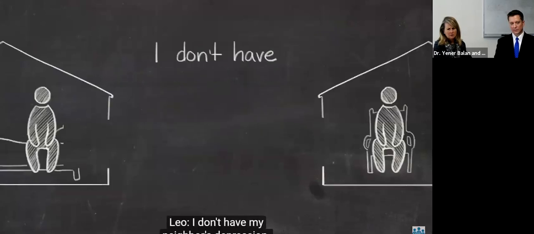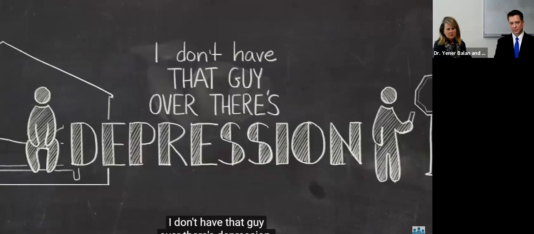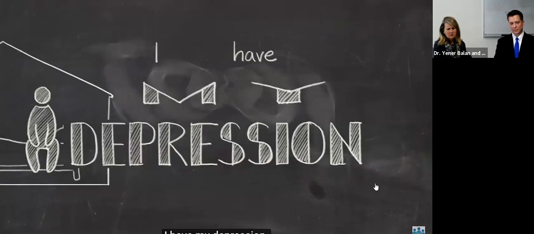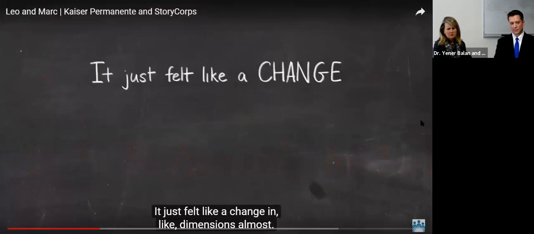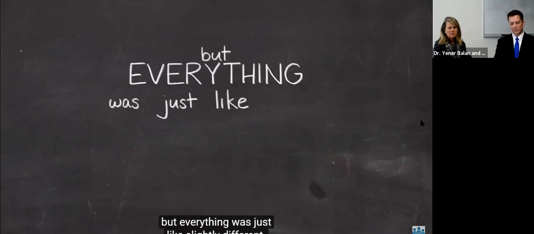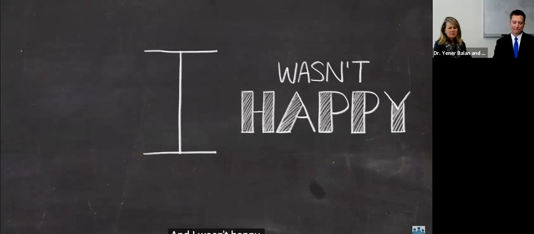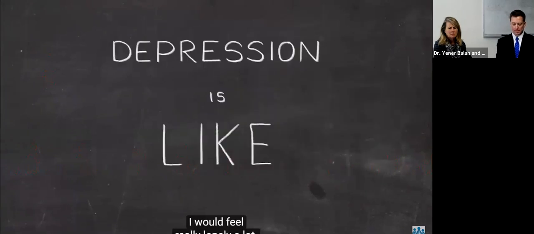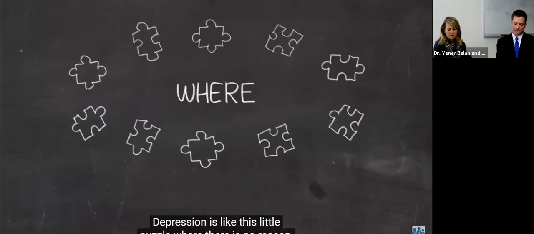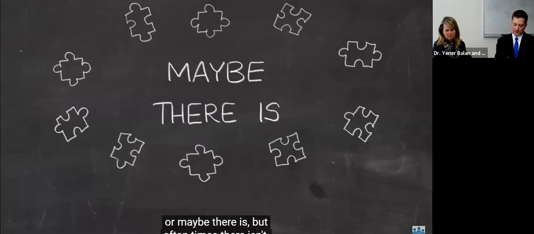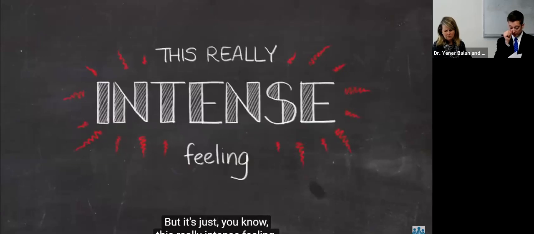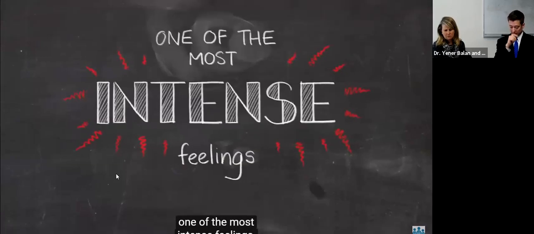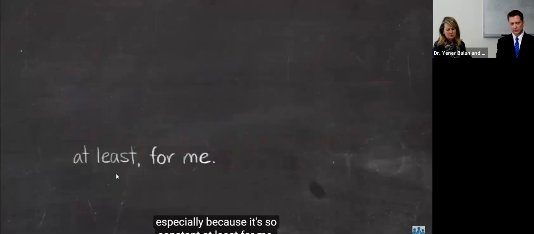I don't have my neighbor's depression. I don't have that guy over there's depression. I have my depression, and I know that it's different for different people. It just felt like a change in dimensions almost. It was so subtle that I couldn't put a finger on what it was, but everything was slightly different. And I wasn't happy. I would feel really lonely a lot. Depression is like this little puzzle where there is no reason, or maybe there is, but oftentimes there isn't. It's just this really intense feeling. One of the most intense feelings, especially because it's so constant, at least for me.